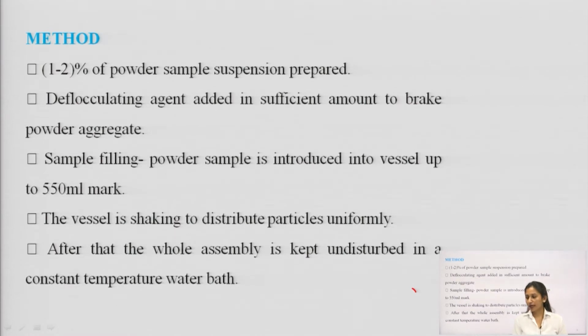A deflocculating agent is added in sufficient amount to break the powder aggregate. Sample filling: the powder sample is introduced into the vessel up to the 550 ml mark. The vessel is shaken to distribute the particles uniformly. Just fill the powder particles, fill the liquid and shake the bottle, shake the container properly to get a uniform distribution of the particles in this vehicle.